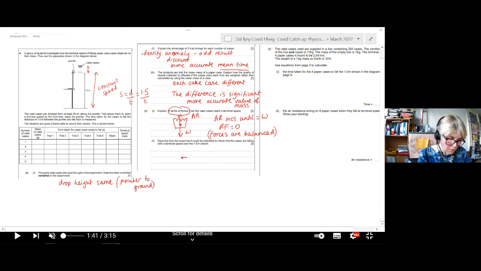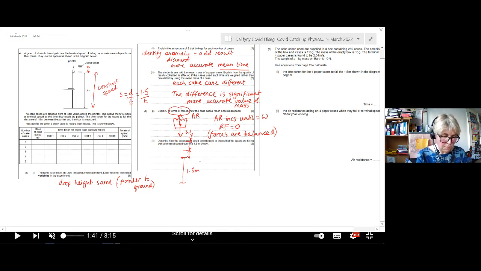Well, here's my pointer here, and if I let go at 20 centimeters above, then we can time it across our 1.5 meters, and then perhaps we could do a little bit higher than 20 centimeters, another 20 centimeters higher, and another 20 centimeters higher.